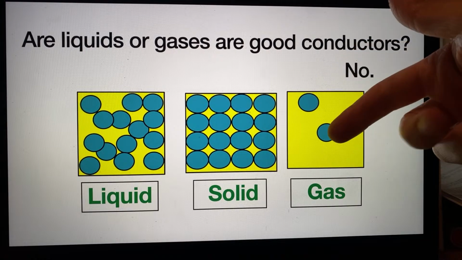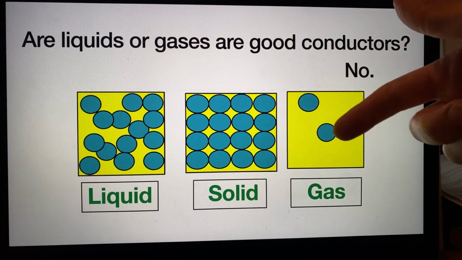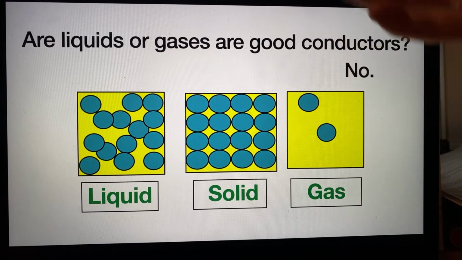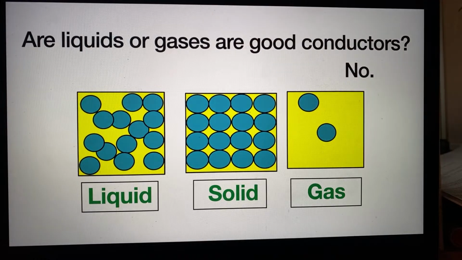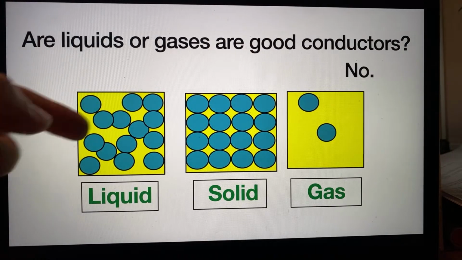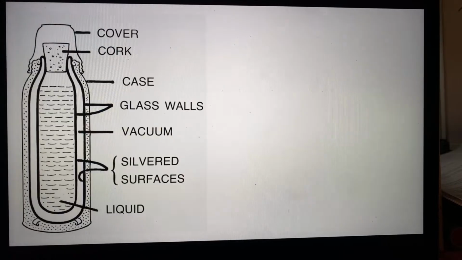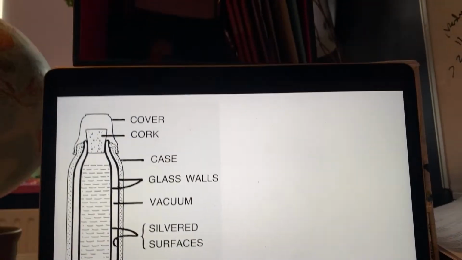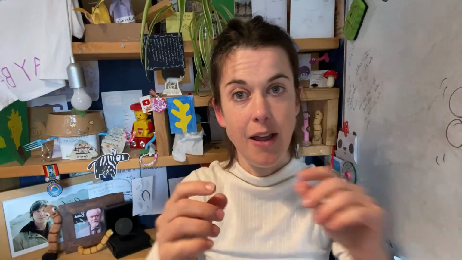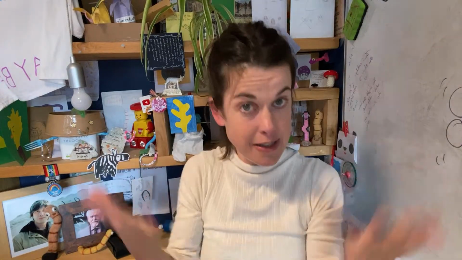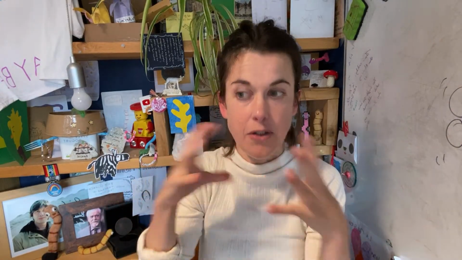Look at those particles of gas. They're miles apart. It would take absolutely ages for that particle of gas to whack into that particle of gas and for the vibrations to be passed along. And to a lesser extent, it's the same with liquids. So solids are very good conductors. Generally speaking, liquids and gases are good insulators. They're not good conductors, they're good insulators, which is kind of the opposite. They don't allow heat to pass through them.